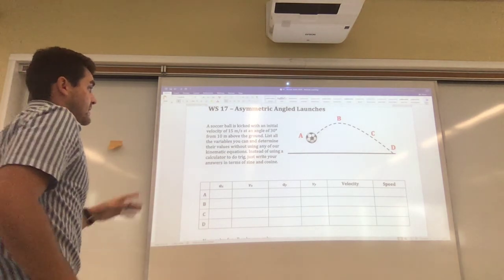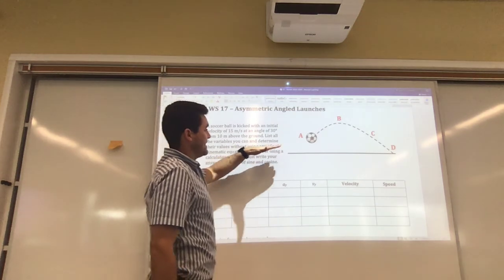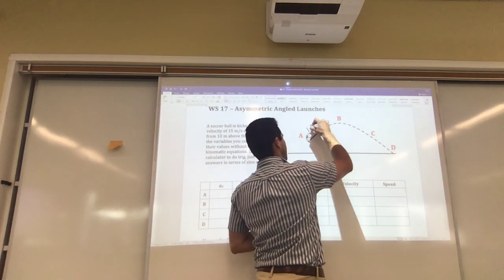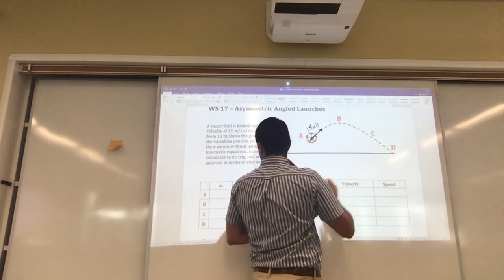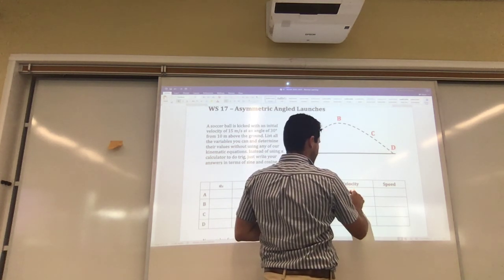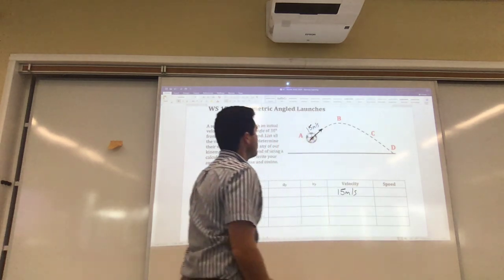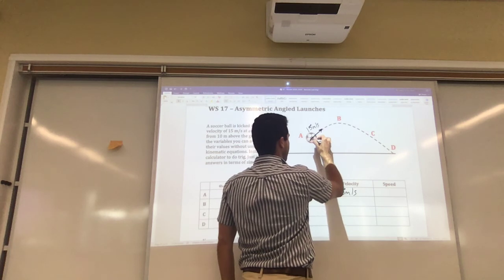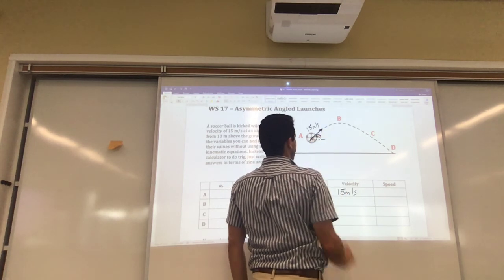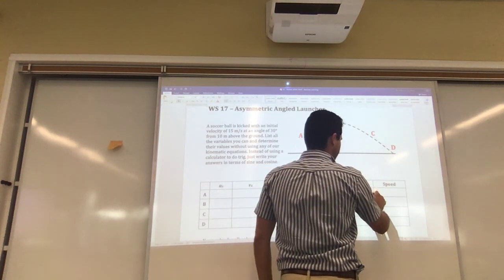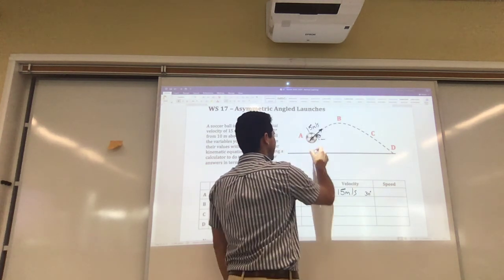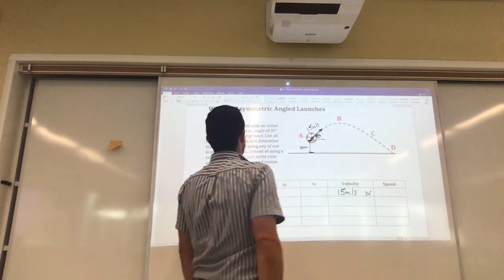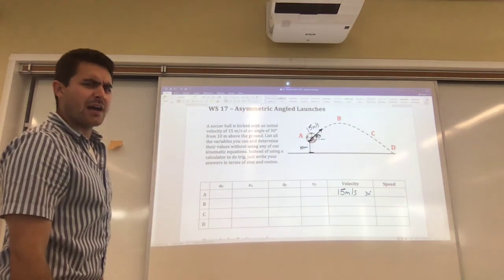It looks like a soccer ball is kicked at a velocity of 15 meters per second. So I'm going to go ahead and sketch that right on my image. 15 meters per second. That's the initial velocity, at an angle of 30 degrees. That's theta, 30 degrees. We can even add that over here, angle of 30 degrees. And it is kicked at a height that is 10 meters above the ground. It's pretty high above the ground.